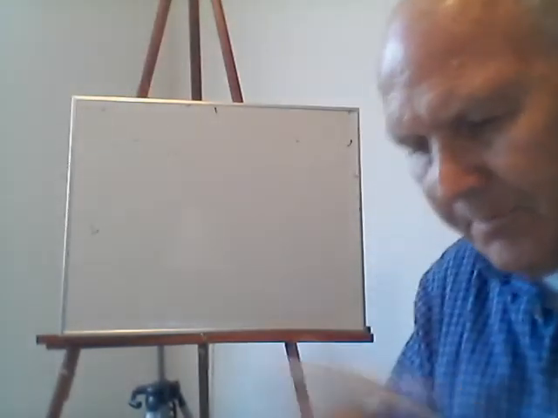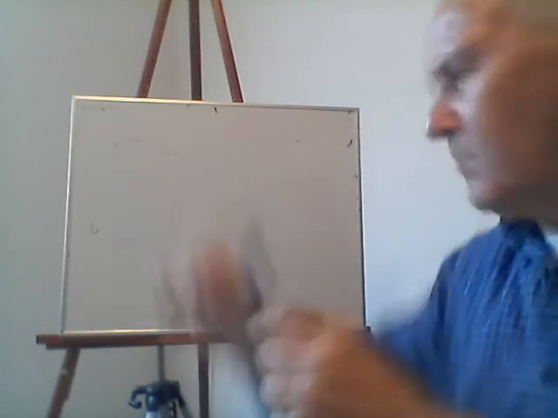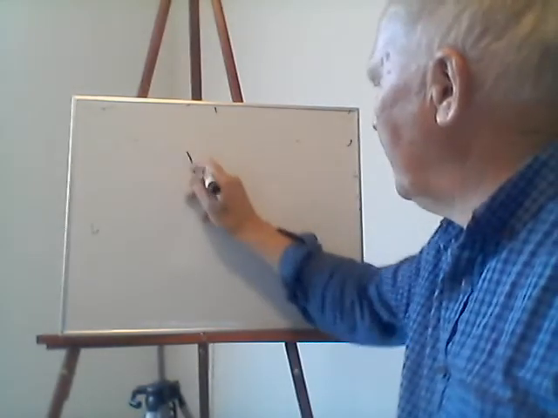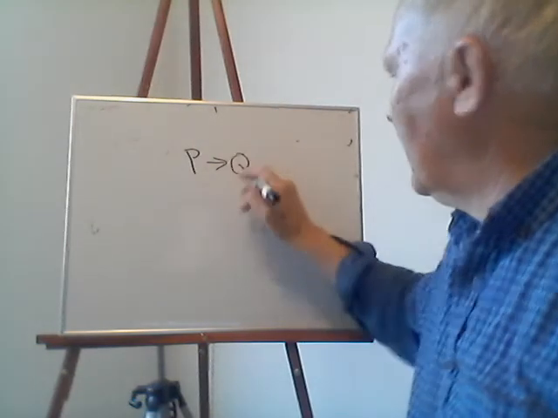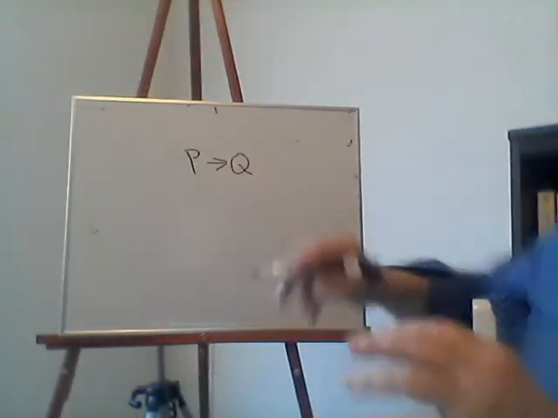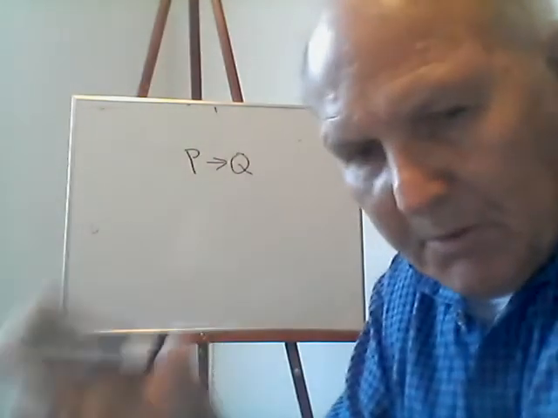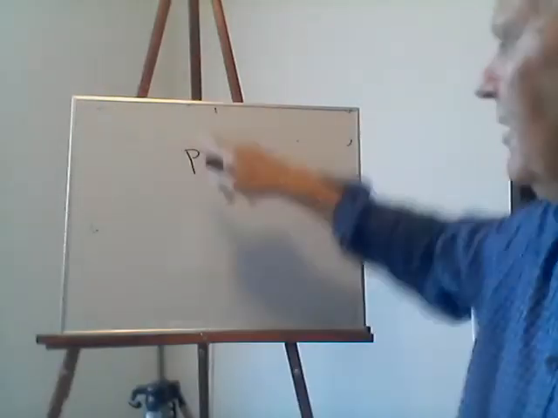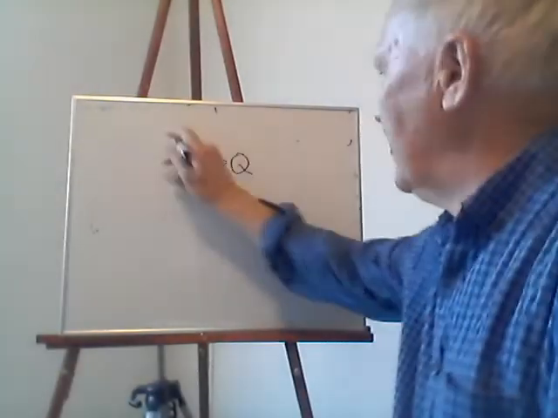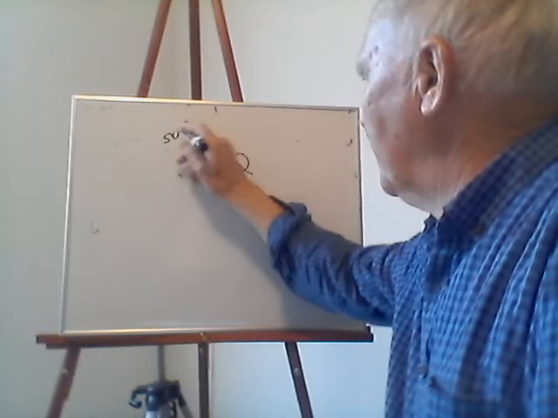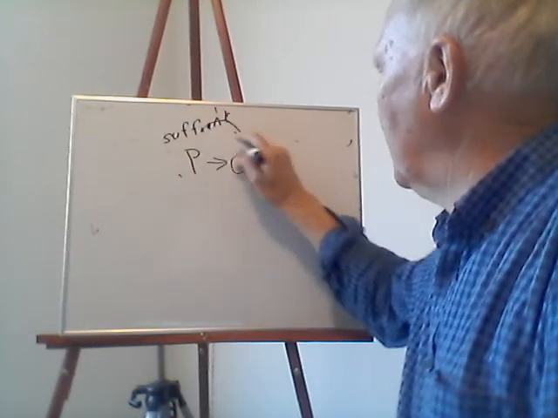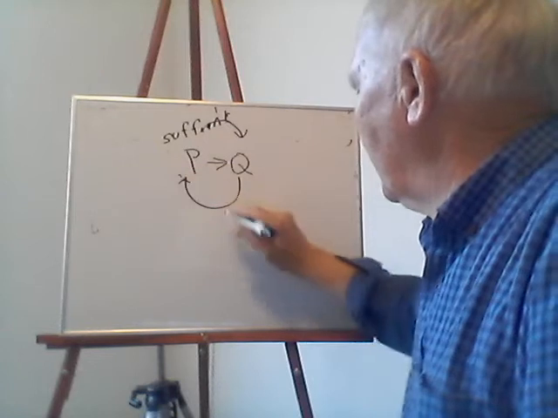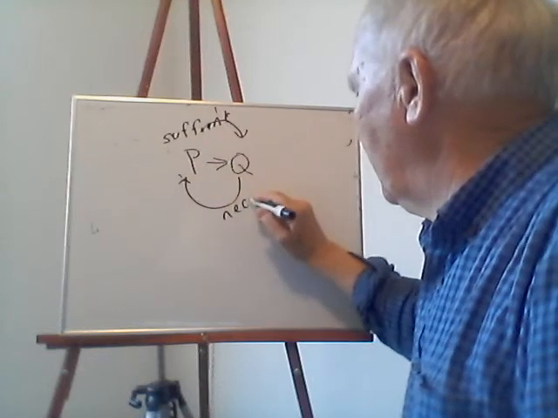Okay, I'm going to talk about sufficient and necessary conditions in relationship to if P, then Q. Whenever you have a conditional statement of the form if P, then Q, P is always a sufficient condition for Q. P is sufficient for Q, and Q is going to be necessary for P.